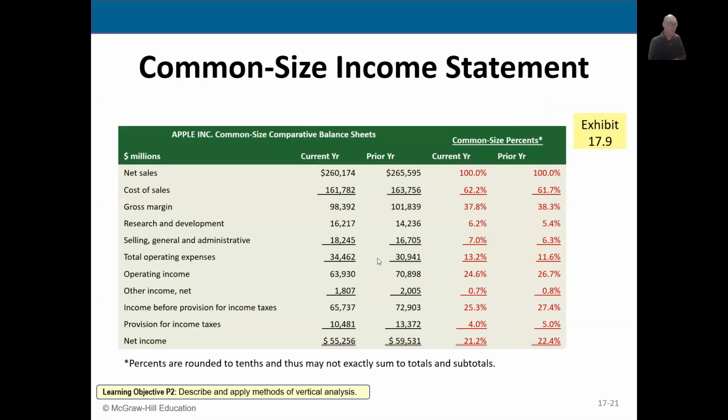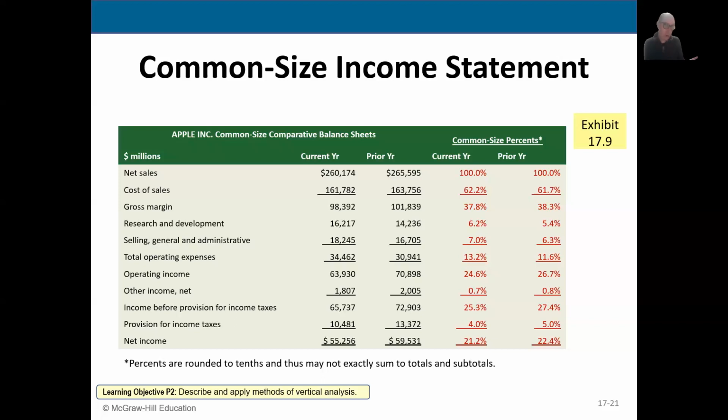For the income statement, we use everything expressed as a percentage of total sales, net sales. So you'll see that net sales is 100%. We take net sales divided by net sales, that's going to get you 100%. Cost of sales divided by net sales got us 62.2% for the current year. That's 161,782 divided by net sales, 261,774. We do that for every single line.